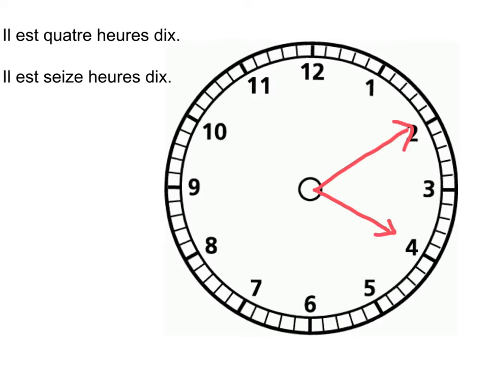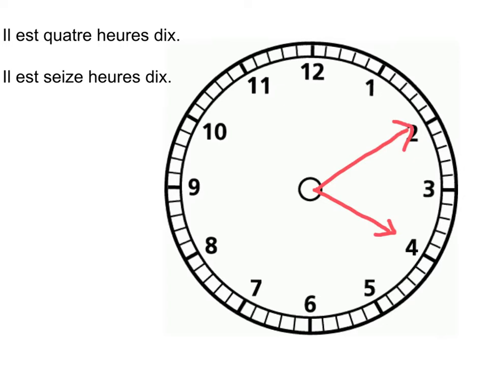If it's in the evening, we can do the same exact thing. If we're saying 4 o'clock in the evening and we're using the 24-hour clock, we can say Il est 16h10. It's 4:10. It means the same thing. Il est 16h10.